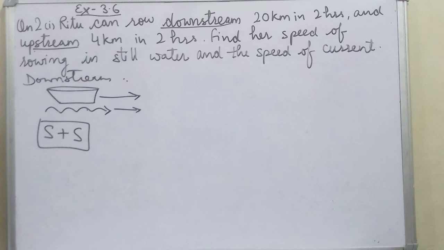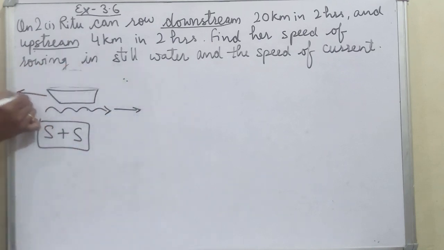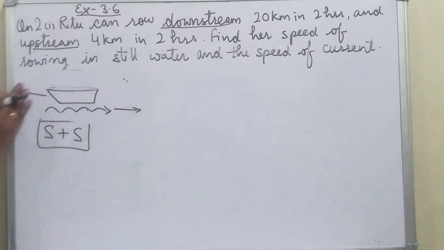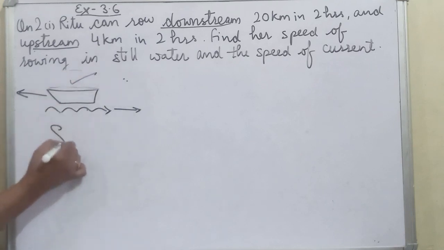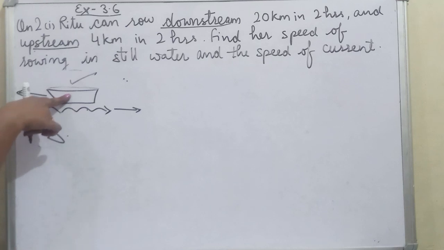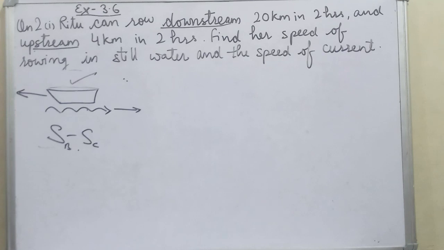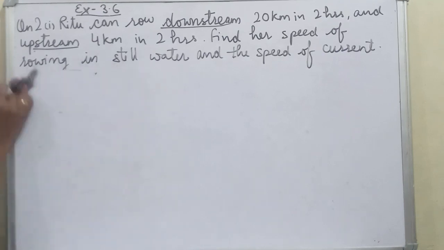In the same way, upstream means the boat, suppose, is moving in this direction and water, the current, is moving in this direction, so both of them are in opposite directions. At that time the speed of the boat will be decreased, because the speed of the current will be subtracted from the speed of the boat.